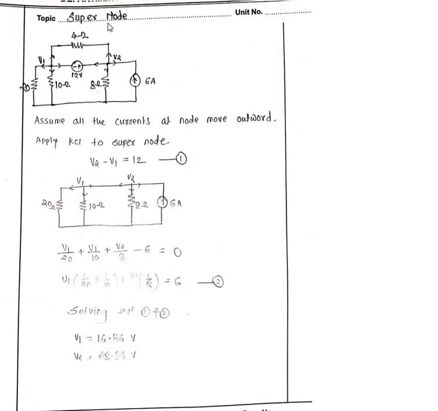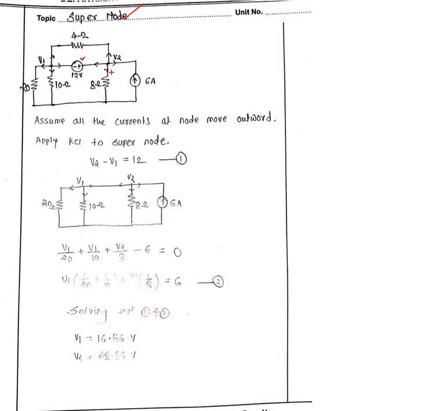Okay, super node. Super node means what? First, you check whether the circuit has a super node or not. This is point number 1. So how do you find out? If a voltage source is present between the two nodes, then you come to know that it is a super node, not a normal node.